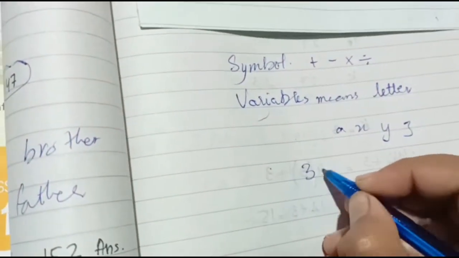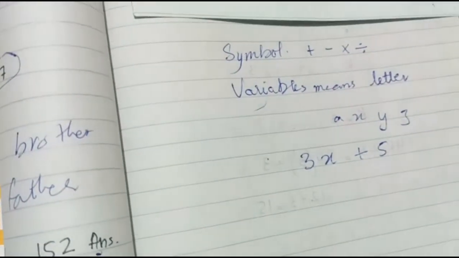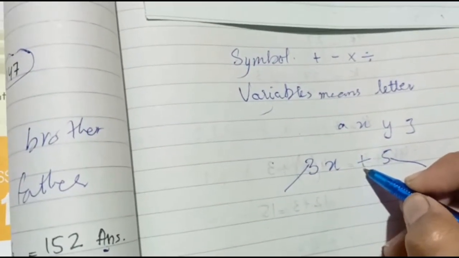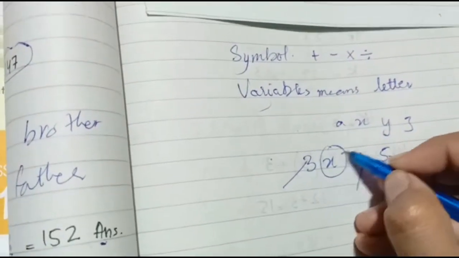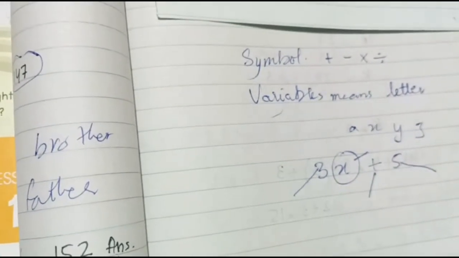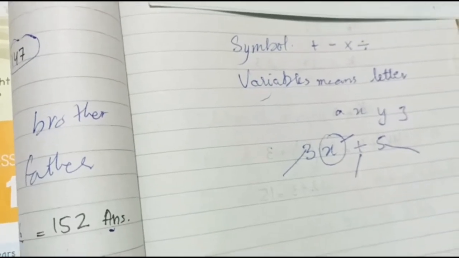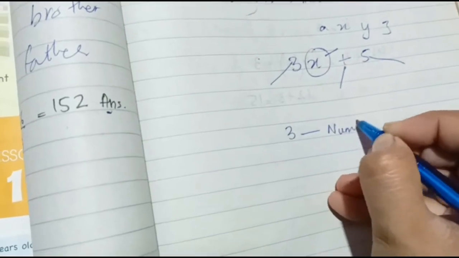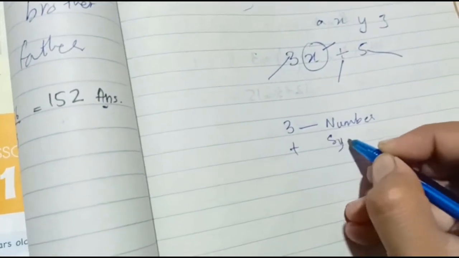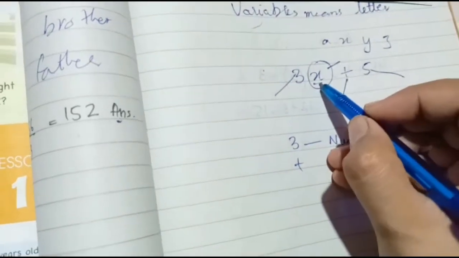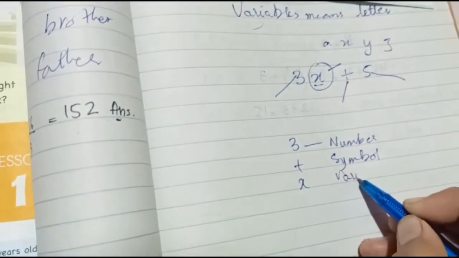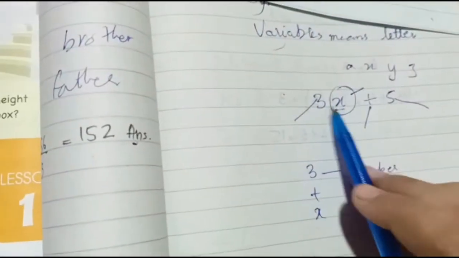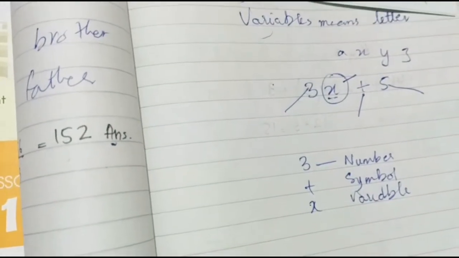Like we have 3x plus 5. 3 is a number, 5 is a number. This is a symbol and this x is a variable. So we have numbers, symbols, and these letters are variables. In algebra we study numbers with variables. So let's start the chapter.